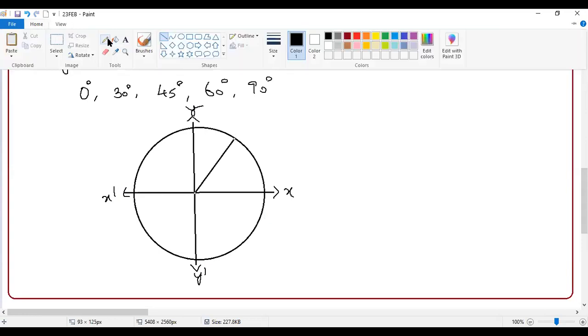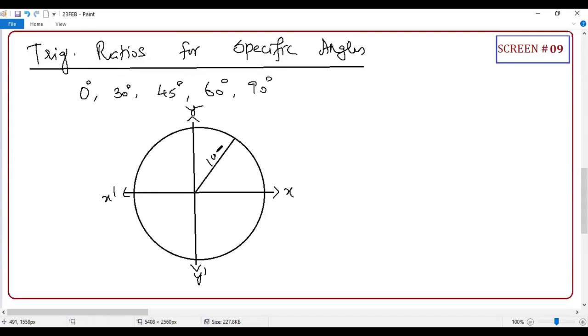The radius is what? 1 unit, student. Are you clear? So if I draw any line, guys, this line, everything is 1 unit. This is called a unit circle. Sir, why are you drawing this unit circle? I'll tell you the reason, student.